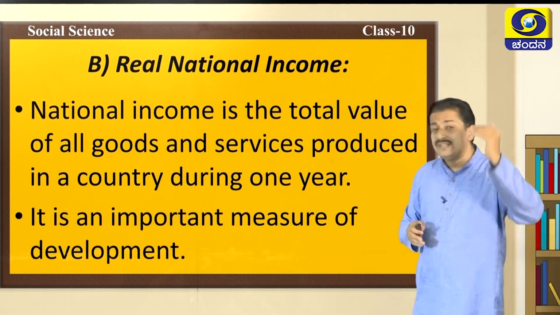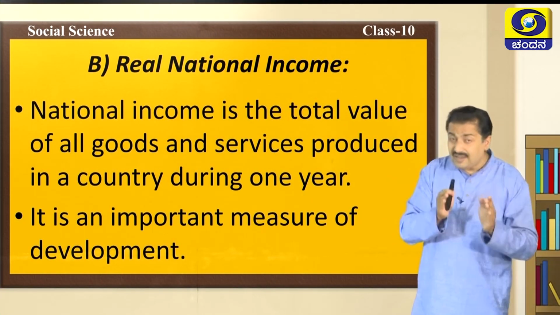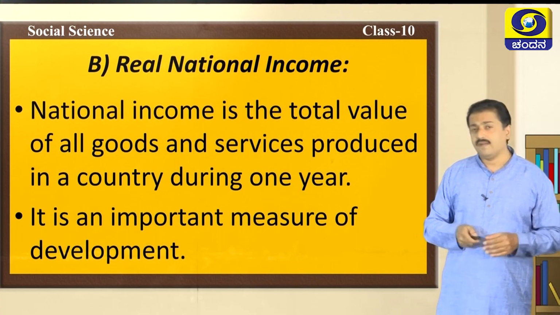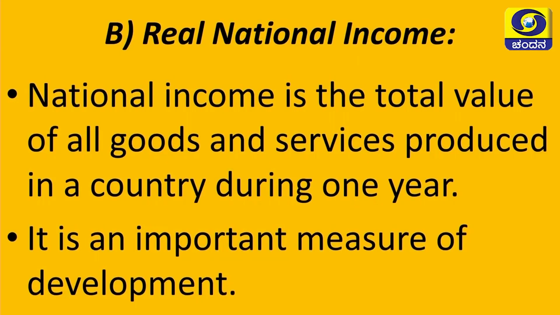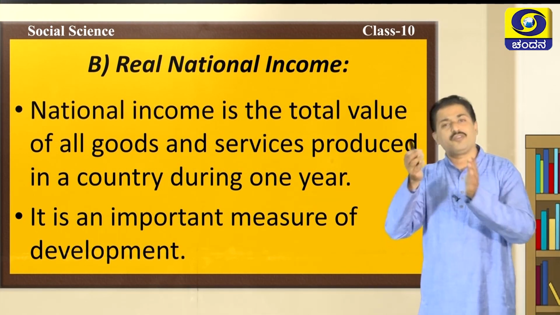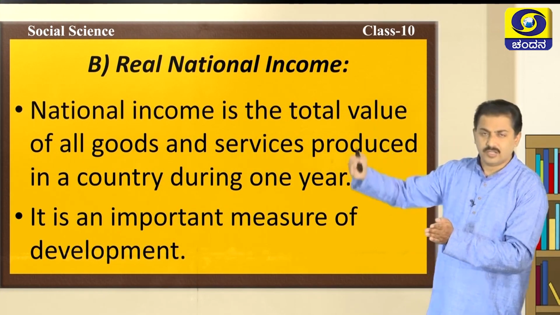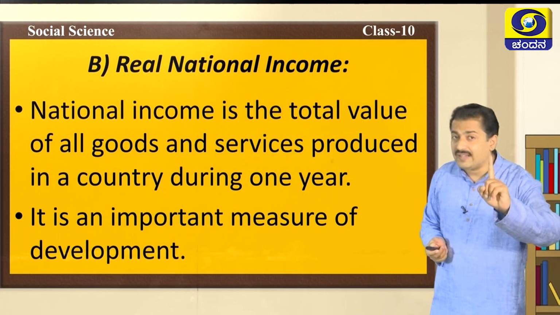Now, we shall see the second element in the economic development. What is that? The real national income is the second element. What is national income? Very simple, dear students. National income is the total value of all goods and services produced in a country during 1 year. What is that 1 year? It is the financial year. You can take it as from April 1st to March 31st, which is termed as one financial year.